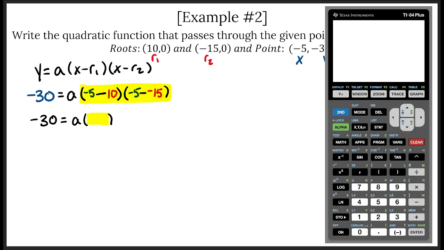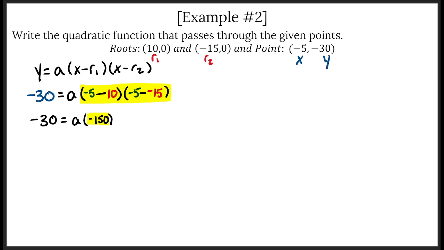So grab a calculator and let's type in everything that's in that yellow highlight, just like we wrote it. Parentheses, negative 5 minus 10, close, and then we have negative 5 minus negative 15, close, equals negative 150. Yeah, I definitely didn't want to do that by hand. Let's put the negative 150 in here.